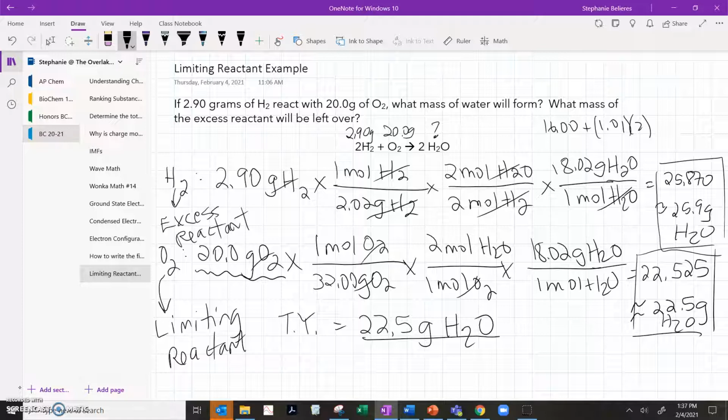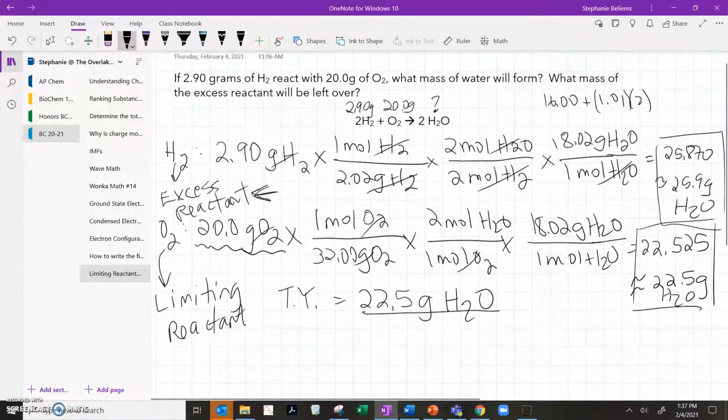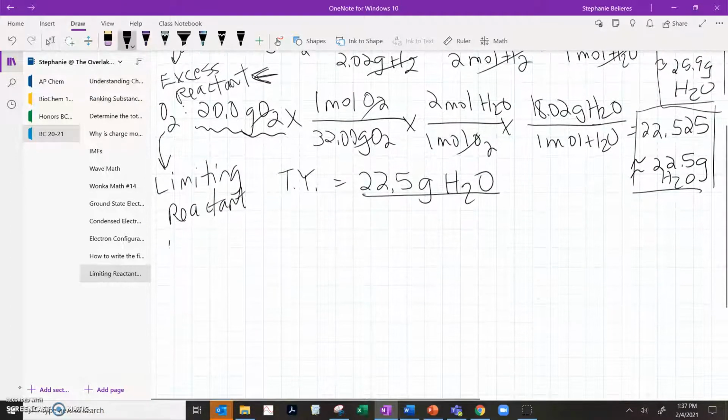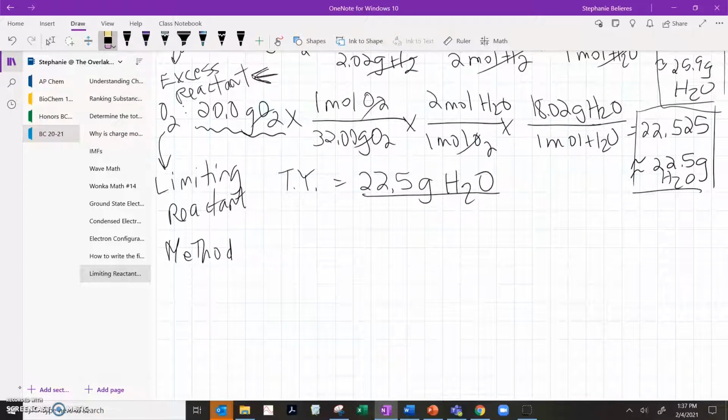Now, the next part of this question is asking me how much of the excess reactant will be left over. So it's basically telling me I know that 0 oxygen will be left over because it's completely consumed, but there's an amount of this hydrogen gas that's going to be left. And there's 2 ways you can do this calculation. All right, so the first way, I'm going to show you both of these ways. Method number 1. Actually, let me do this in another color. Method 1.